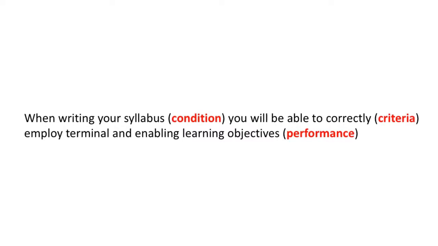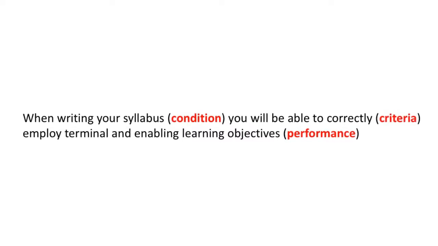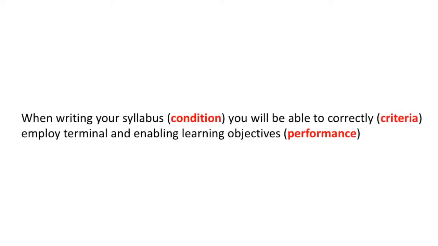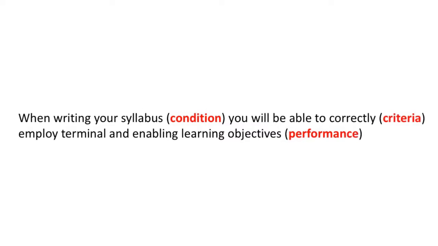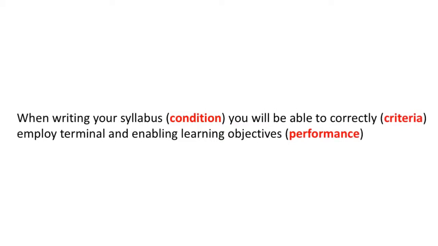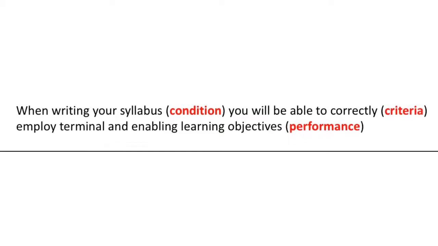So here we go. So you'll notice this learning objective has all three elements that it's supposed to contain. So when writing your syllabus, that's the condition under which the activity will be performed. You'll be able to correctly, that's the criteria for success, employ terminal and enabling learning objectives, and that's the performance. And you'll notice that this learning objective is written from the perspective of the student. Pretty simple, right? So we'll look at a couple more learning objectives before we finish this video.